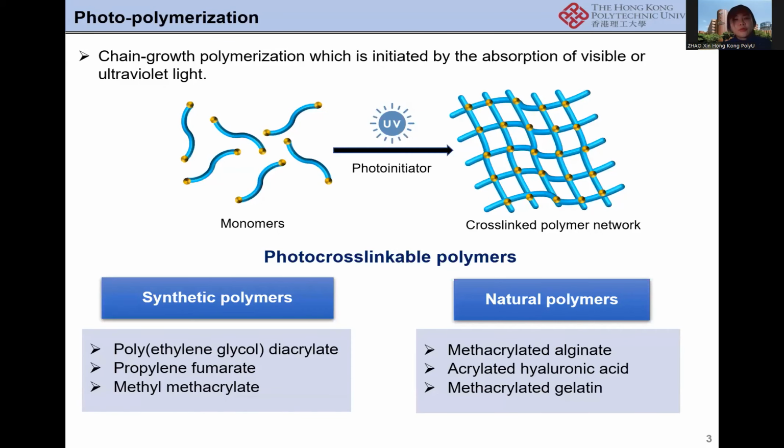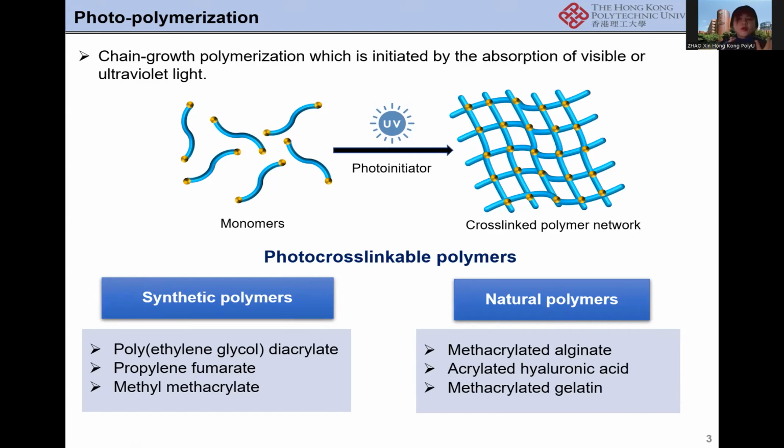So here is the reason why we focus on photo-crosslinkable materials. We see that this is a monomer. Initially these materials are liquid, and this is the crosslinker. Upon light exposure, the crosslinkers can join together and form a cross-linked polymer network. By controlling this polymer network, we can control the mechanical and degradation properties of the materials.